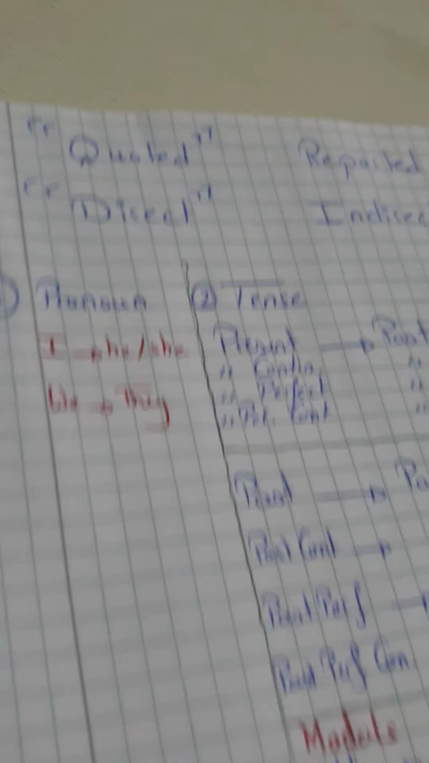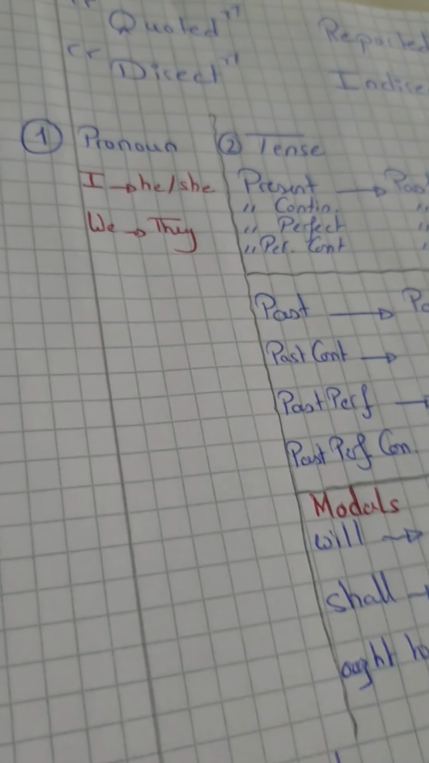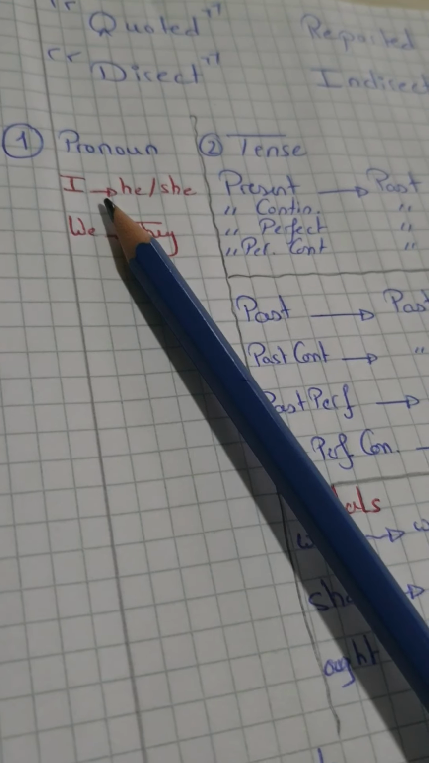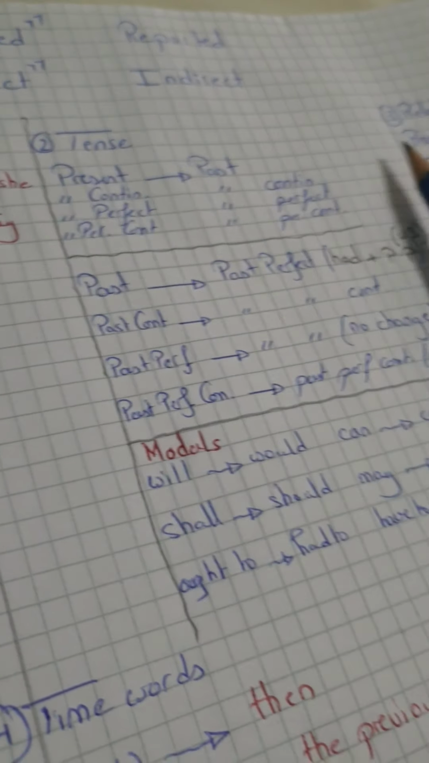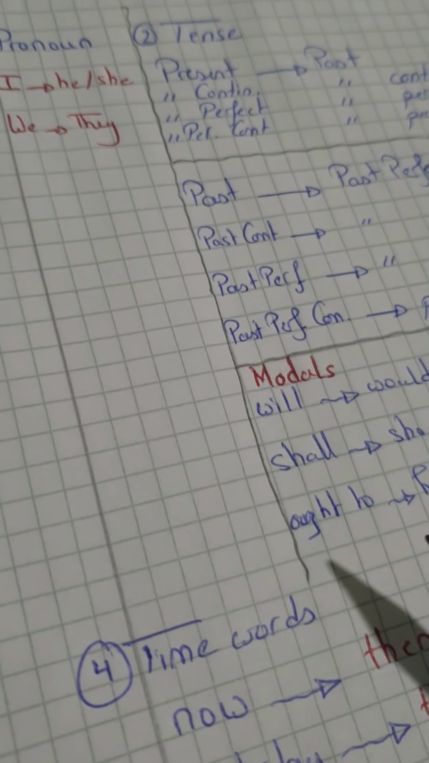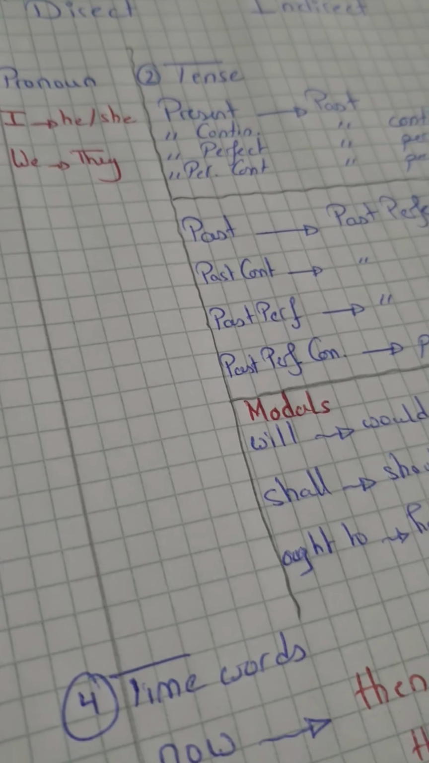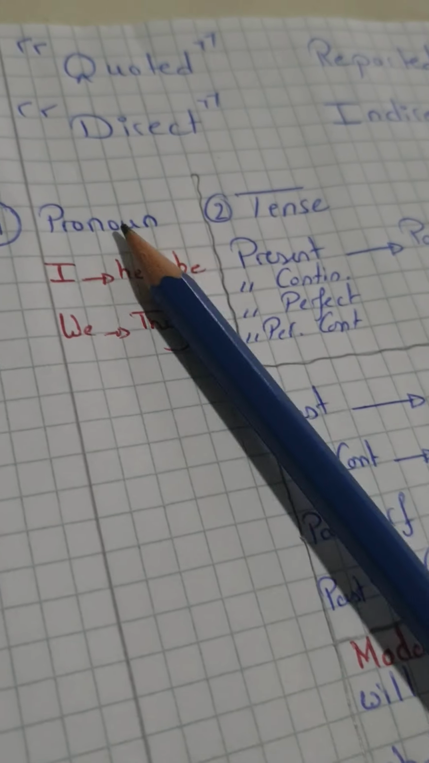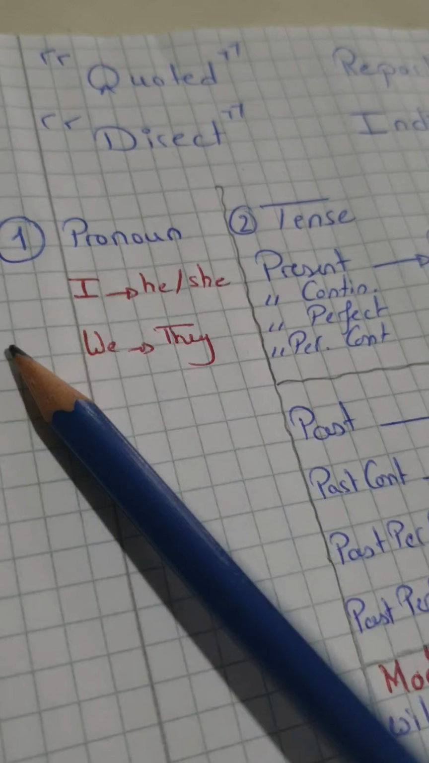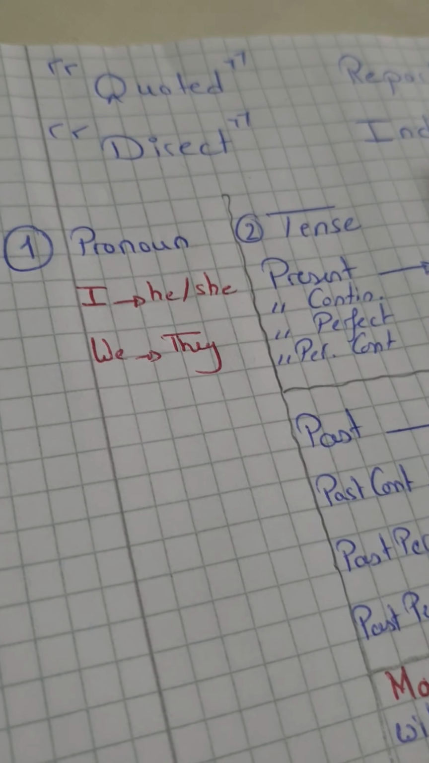Now, I divide my lesson into four major parts. First of all, the pronoun, then I have the tense, then I have the relative pronoun, and finally I have the time words. Let's go over these step by step. First of all, if the sentence has a pronoun, I have to change the pronoun so that it agrees with the one who's doing the action.